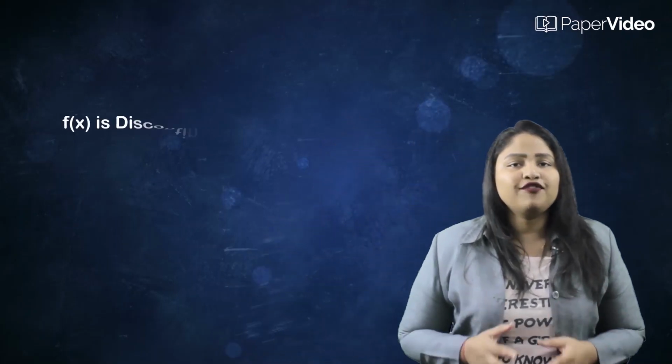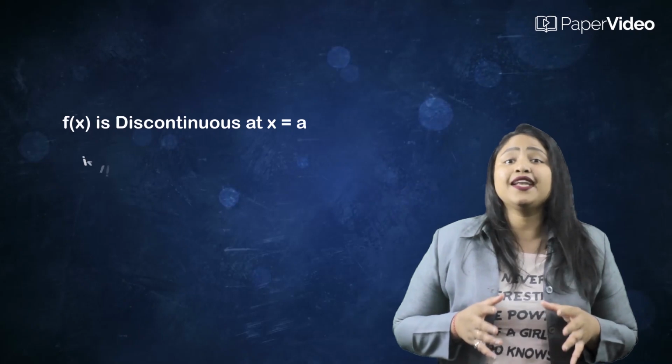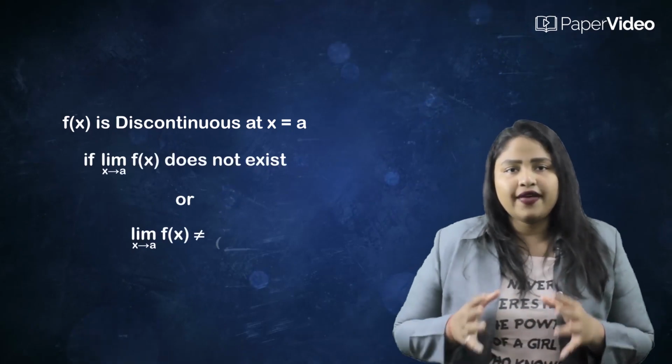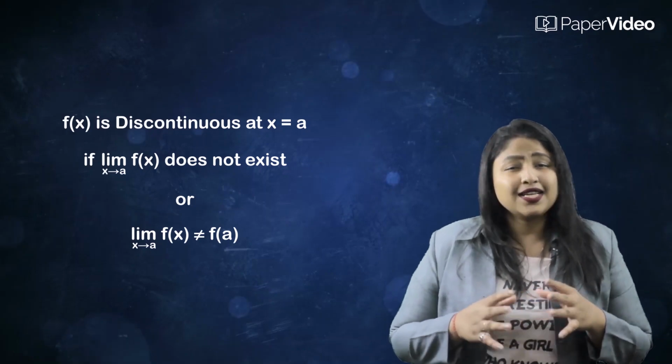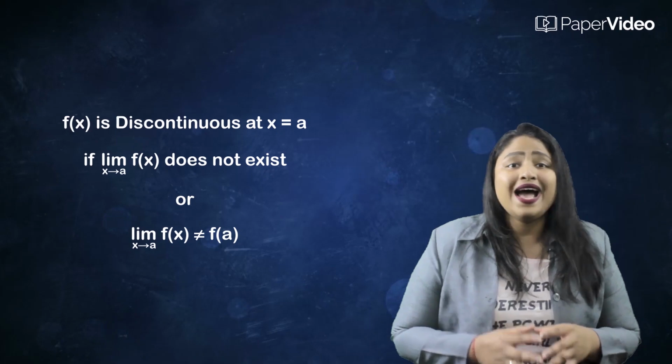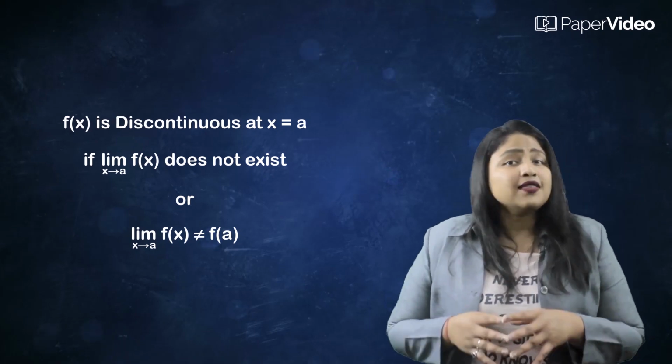A function f of x is said to be discontinuous at a point x equals a if the limit of f of x at x equals a does not exist, or it is not equal to the value of the function at x equals a. This could happen due to 4 reasons.